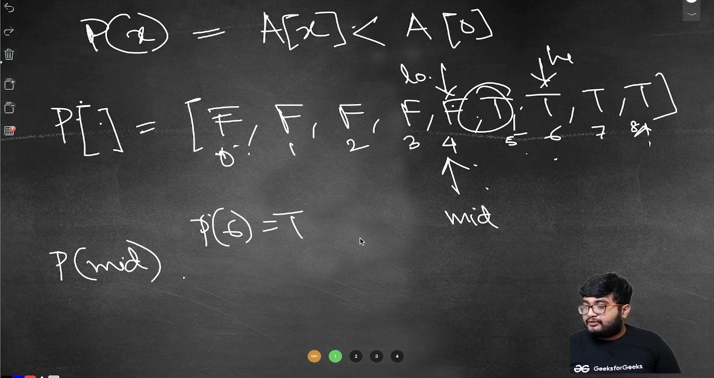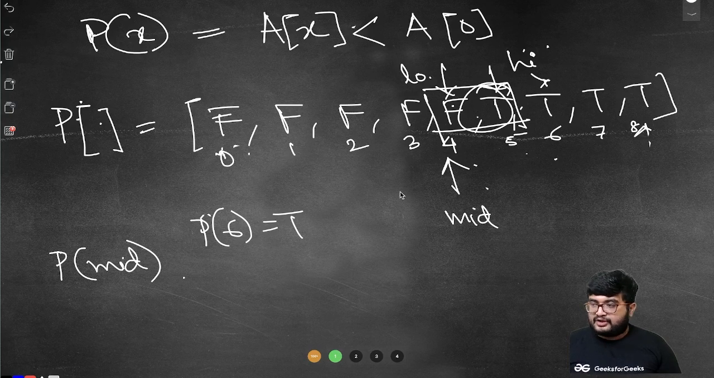And 6 plus 4 by 2 is 5, we get P of mid. So 5 will be true. So again, our high will sit at 5. And our loop ends here, when low is less than high minus 1. If you see, the loop ends at a false and true. So high points to the first occurrence of true, and low points to the last occurrence of false. So we'll return the first occurrence of true.